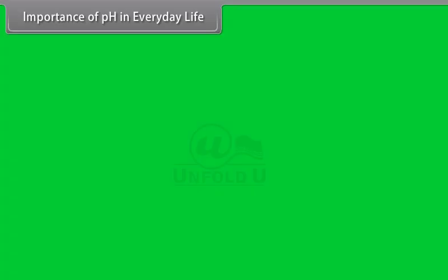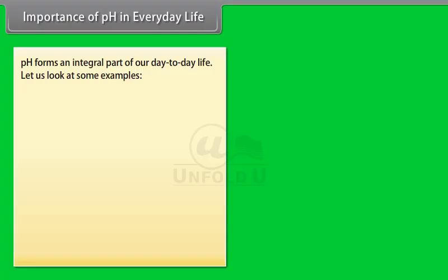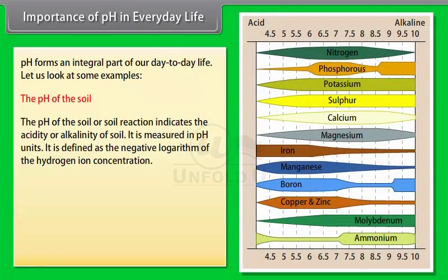Importance of pH in everyday life. Let us look at some examples from our day-to-day life where pH forms an integral part. The pH of the soil. The pH of the soil or soil reaction indicates the acidity or alkalinity of soil. It is measured in pH units. It is defined as the negative logarithm of the hydrogen ion concentration. With the increase in the amount of hydrogen ions in the soil, pH decreases, leading to the soil being more acidic.